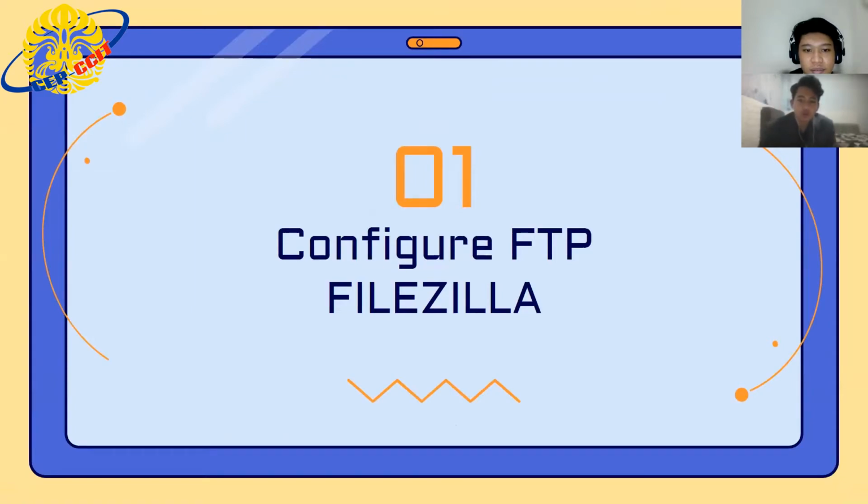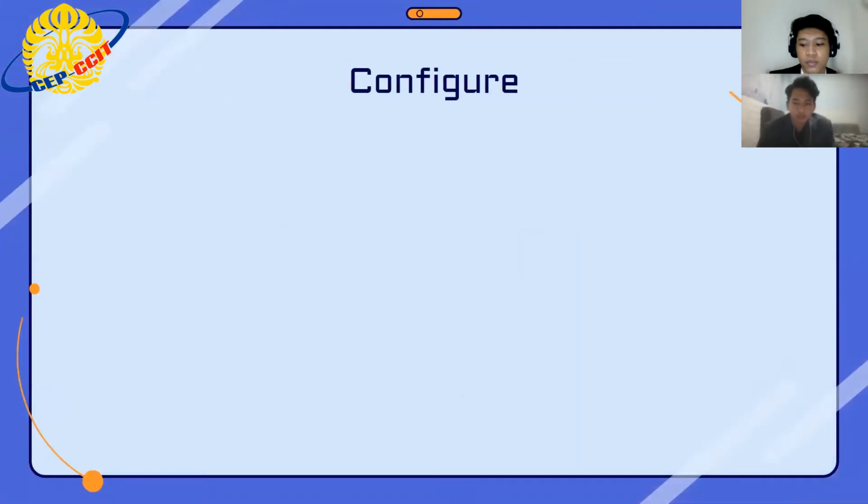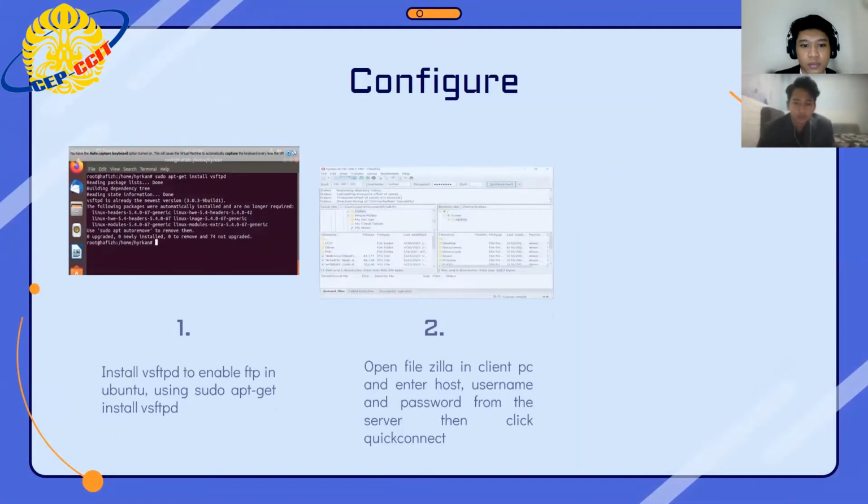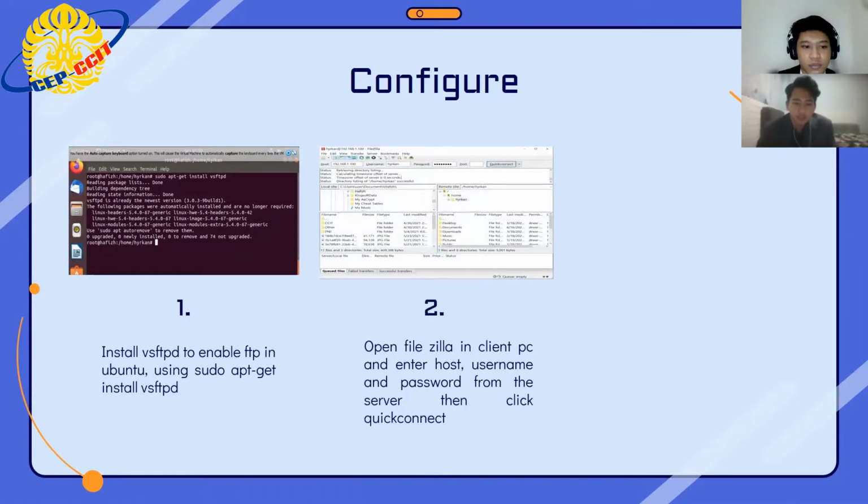Now we will show you how to configure FTP in FileZilla. The first step is to install vsftpd to enable FTP in Ubuntu using sudo apt-get install vsftpd. Second, open FileZilla in the client PC and enter host, username, and password from the server, then click Quick Connect.